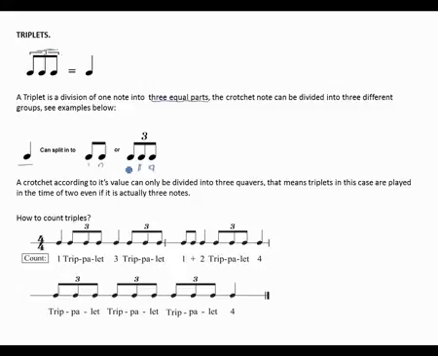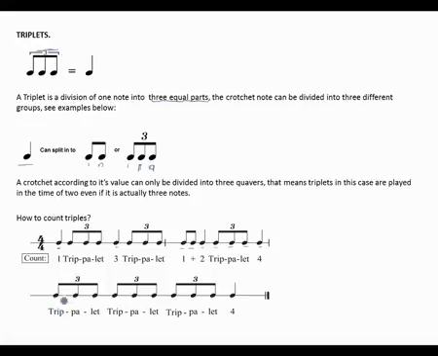How do we count triplets? This is a 4/4 time signature. That means 4 crochet beats in a bar. This is beat 1, the crochet. Beat 2 is divided into 3 equal notes, which is a triplet. So it's 1 triplet. Then beat 3 is a crochet. Beat 4 is a triplet. Then on the next bar, the first beat is 2 quavers. That's 1 and 2. Beat 2 is a crochet. Beat 3 is a triplet. Beat 4, a quaver.